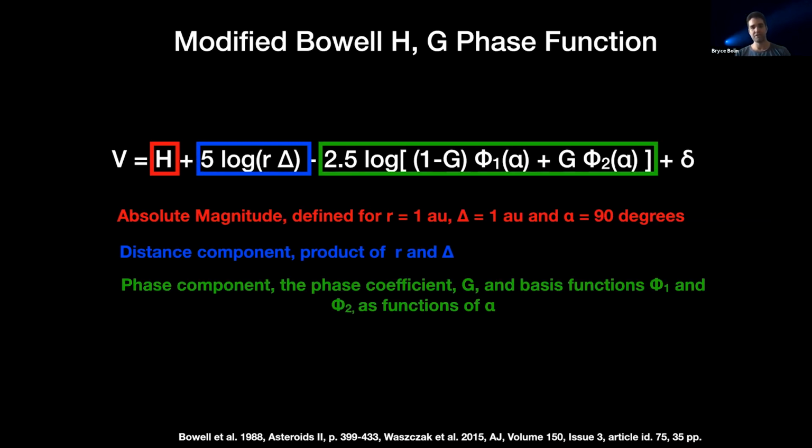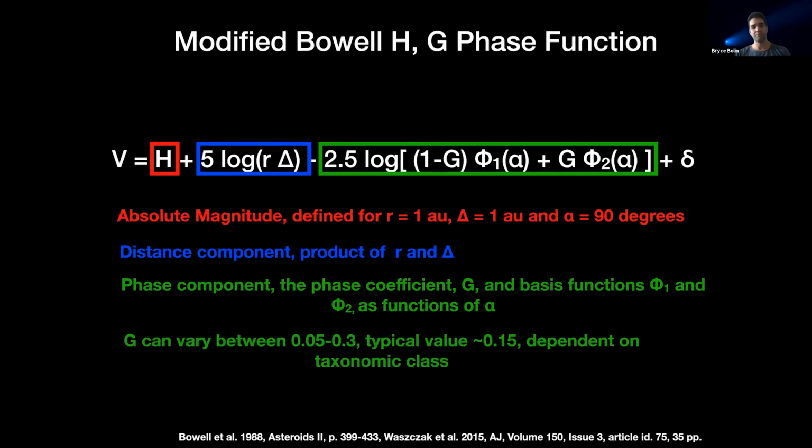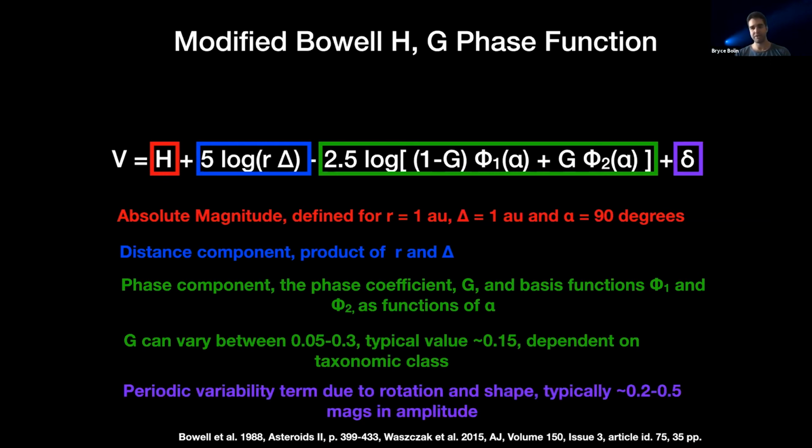And then we have the phase component, which is comprised of the phase coefficient, capital G, and basis functions phi sub 1 and phi sub 2, which are then themselves functions of alpha, the phase angle. And G is a property that can vary depending on taxonomic class, but it has a typical value between 0.5 and 0.3. And then this last term, lowercase delta, is a periodic variability term due to the rotation and shape of the asteroid, which is typically between 0.2 and half a magnitude in amplitude.